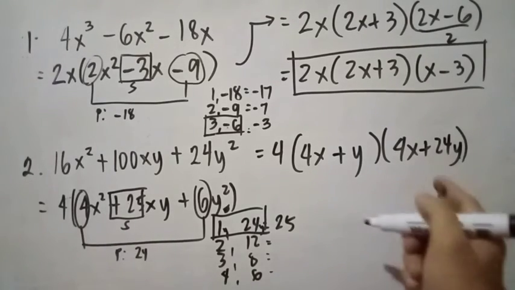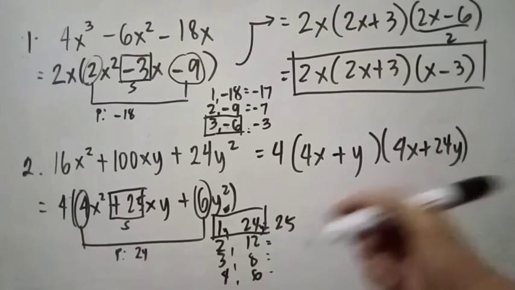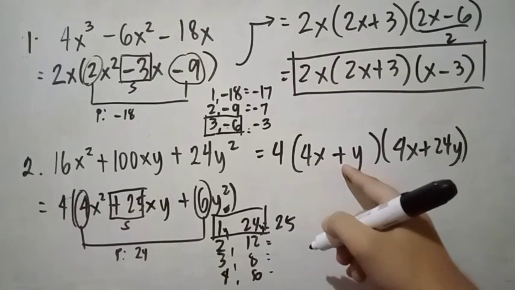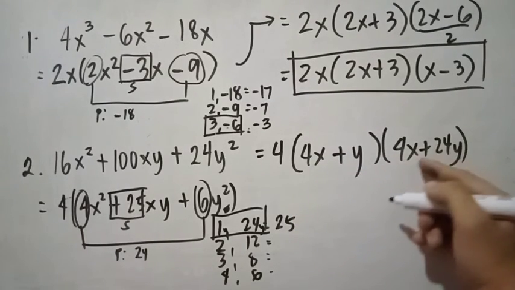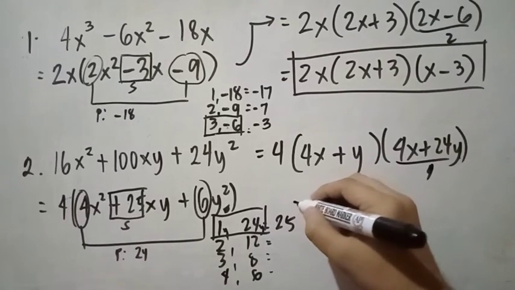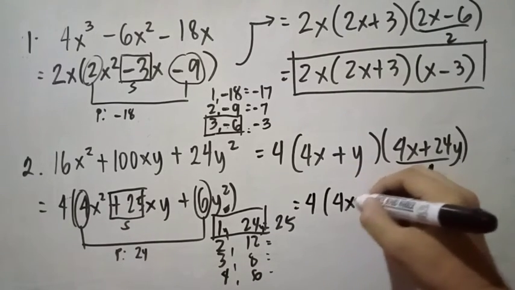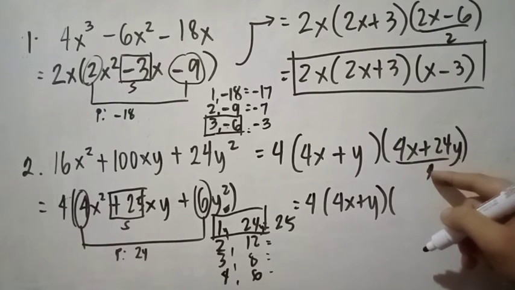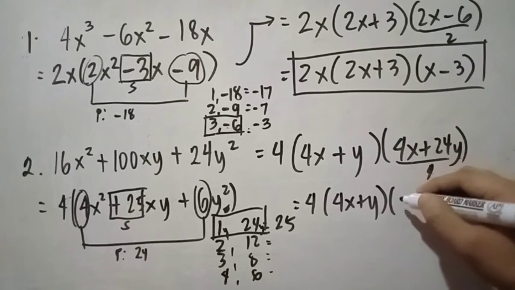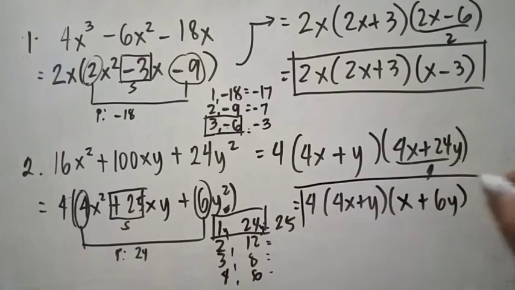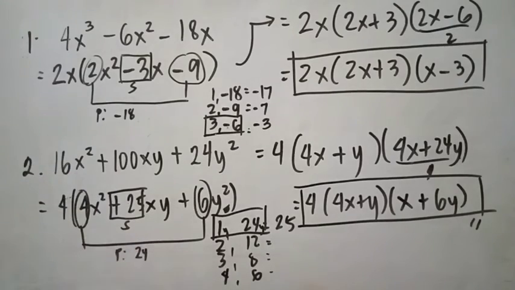And then, i-divide natin sa common factor ng binomial. So, dito wala. Dito, meron, no? And that is 4. And then, 4 multiplied by 4x plus y. Then, 4x plus 24y. I-divide natin yan sa 4. Yung bawat terms nun, magiging x plus 6y. And this is the complete factors of 2.